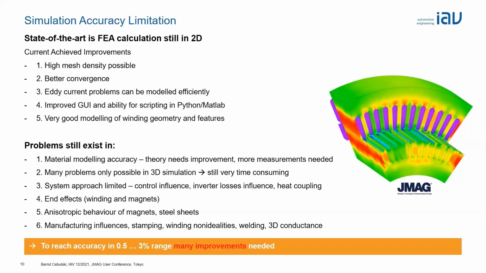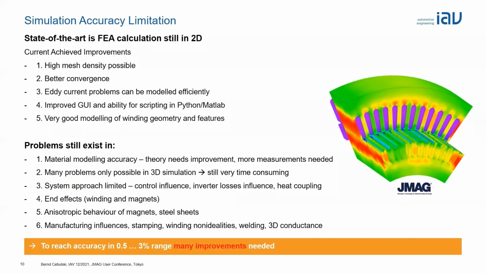Still, there are a lot of problems for achieving high accuracy. One of the topics is the material modeling, where we really have problems since the theory is just not good enough to describe everything in mathematical equations. You need a lot of measurements, and there is still some work needed to make iron losses, for instance, more accurate. There are many problems which can only be simulated in 3D. The problem is that this is very time consuming. The system approach is somehow limited, also due to calculation time, due to some things that are hard to be simulated, and other things like anisotropic behavior of magnets and steel sheets are issues.